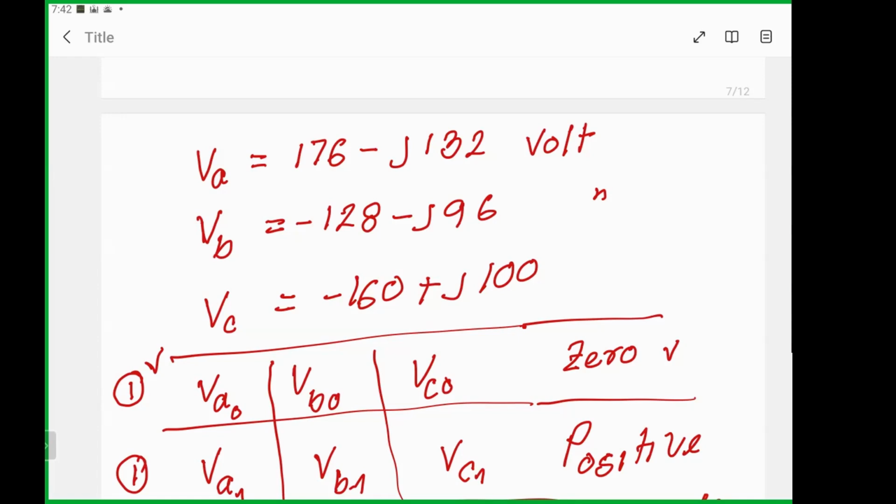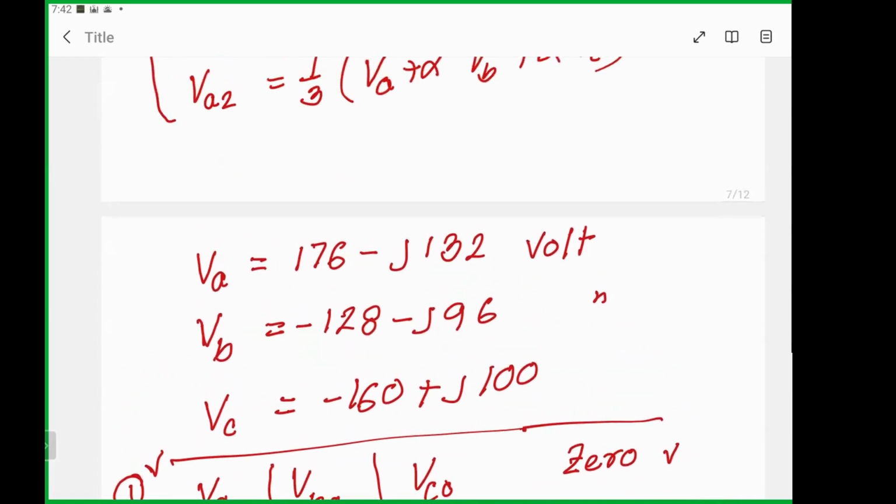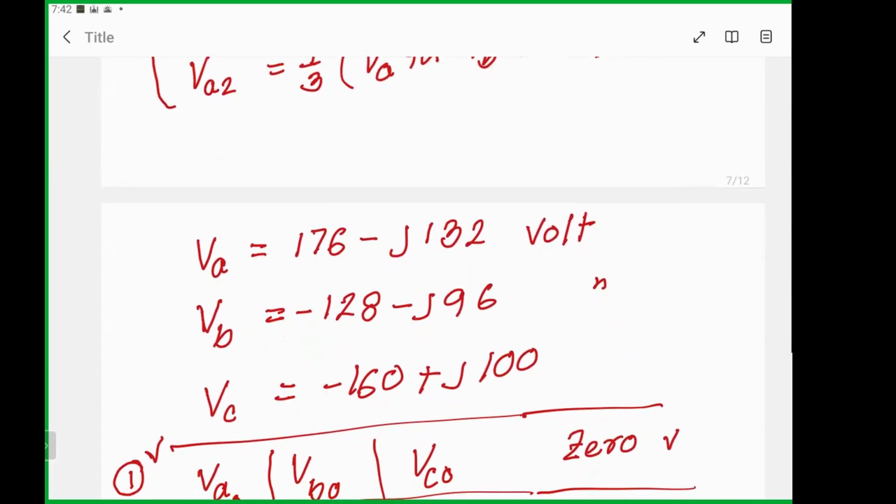We are calculating VA1. On the screen, the voltages VA, VB, VC are given. So you need to find out VA1. If you don't know the formula, I can just write down the formula here on the top. So VA1 is equal to 1/3 of VA plus alpha VB plus alpha square VC.